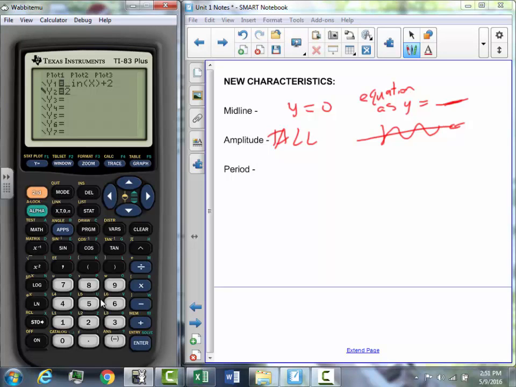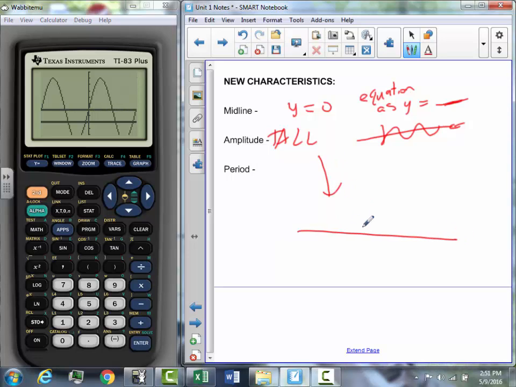But if I were to throw, say, the number 5 in front here, I'm just going to change my window a bit. Do you see how the graph now has taller, more exaggerated waves to it? That changes the amplitude. Amplitude is defined as, once you find that midline, how tall or how shallow that wave happens to be. Does that make sense?